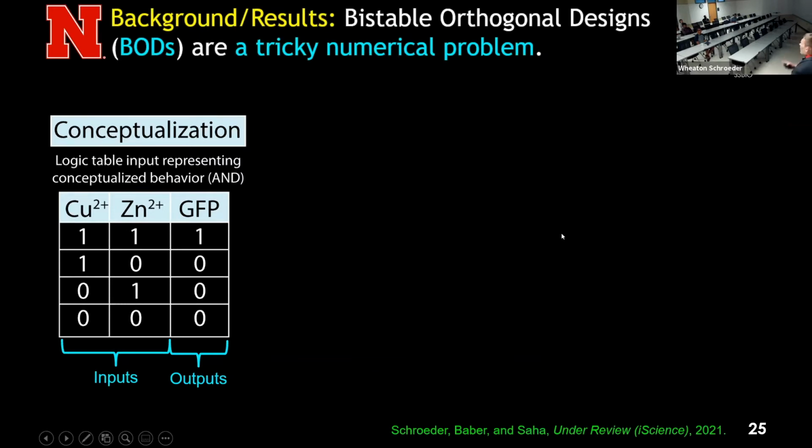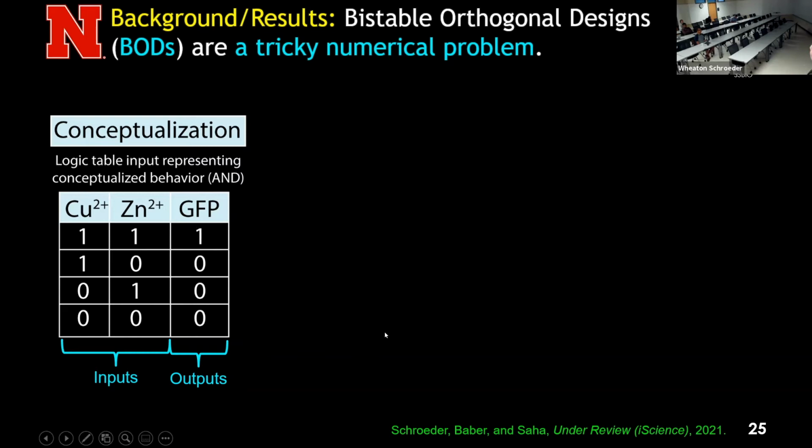So once we had built our bioparts library and had devised some of our conceptualizations, we defined our conceptualizations as a logic table because this is a circuit design tool. So this is an AND logic table where our inputs are going to be the presence or absence of copper and the presence or absence of zinc, indicated by a binary 1 or 0. And then the output of this system is going to be the presence or absence of green fluorescent protein at a high enough level to show the phenotype. So this is going to be shown again by 0 or 1s.